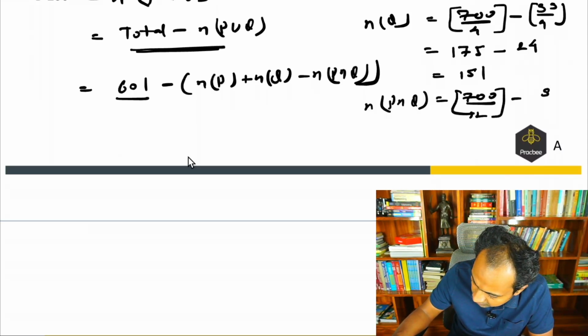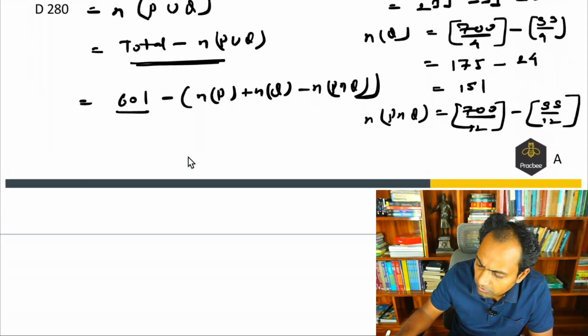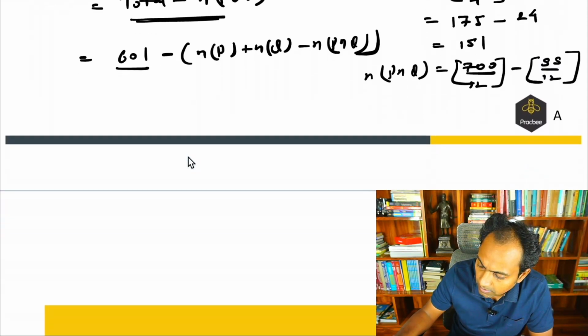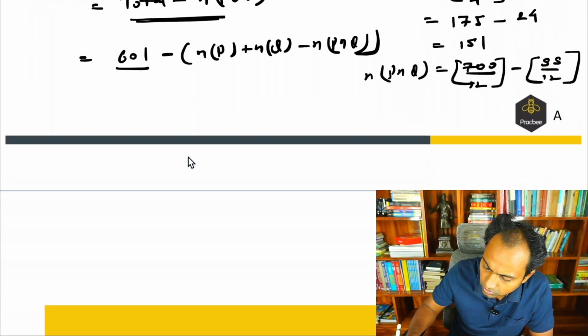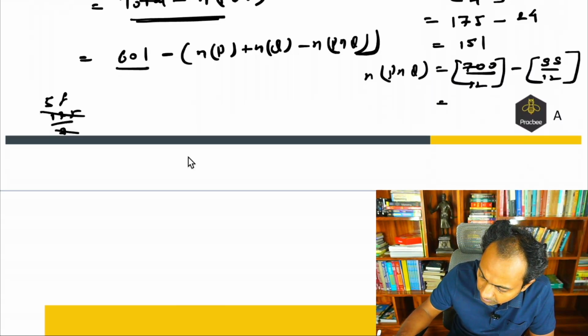We will subtract this from 99 by 12. Now you know that 700 by 4 is nothing but 175. 175, if I divide by 3, or you can directly divide by 12 also. So 175 divided by 3 would be nothing but 58. This will become nothing but 58.